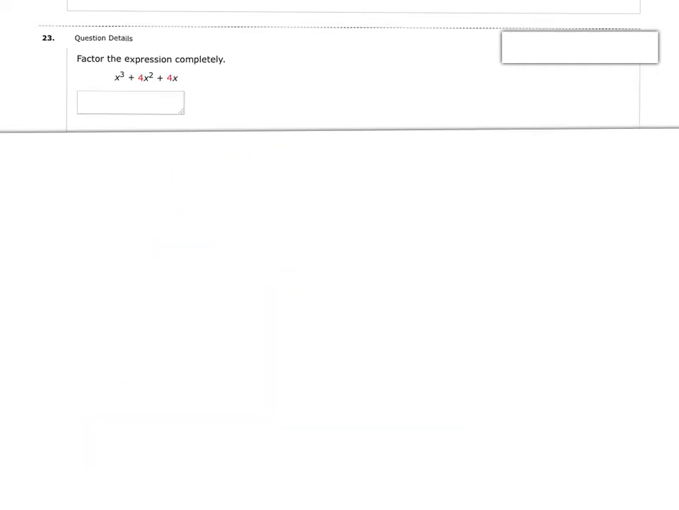Number 23 here, this is a trinomial, so we would use the diamond, but before we do, we have to GCF an x first, so make sure you do that. So it'd be x squared plus 4x plus 4 once you GCF that x out front. Then I would do the diamond. I'll let you guys do that.